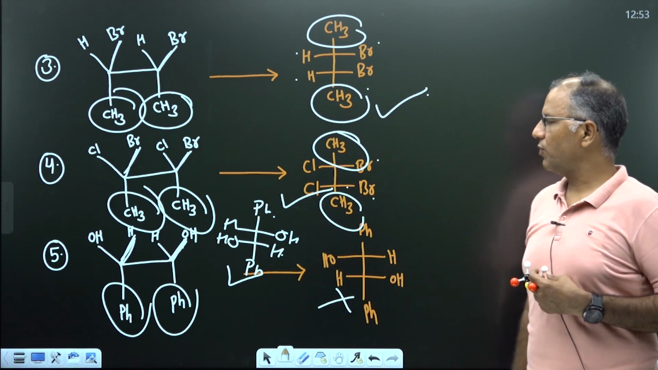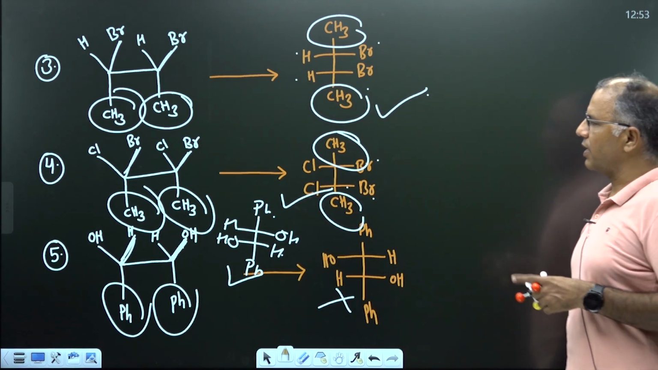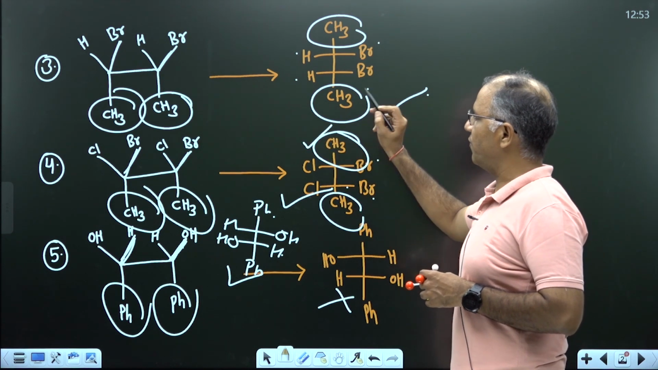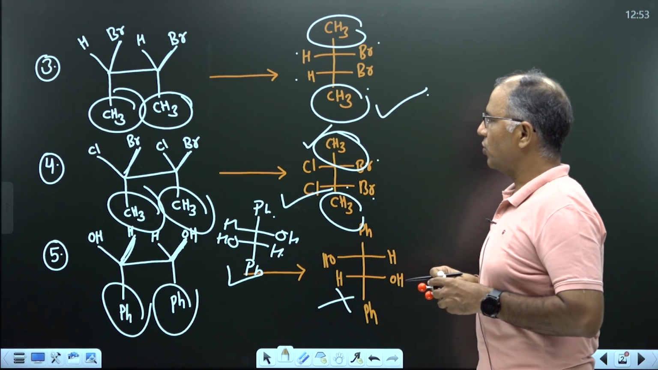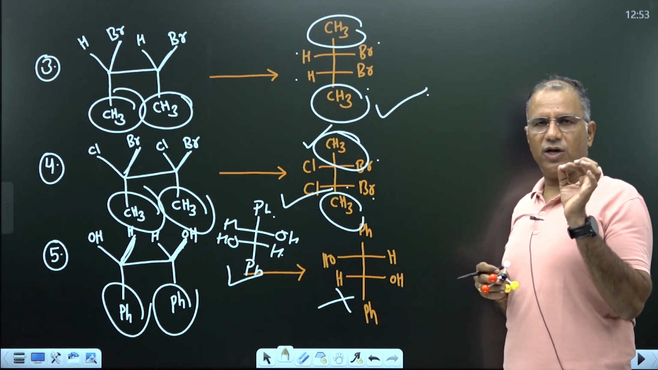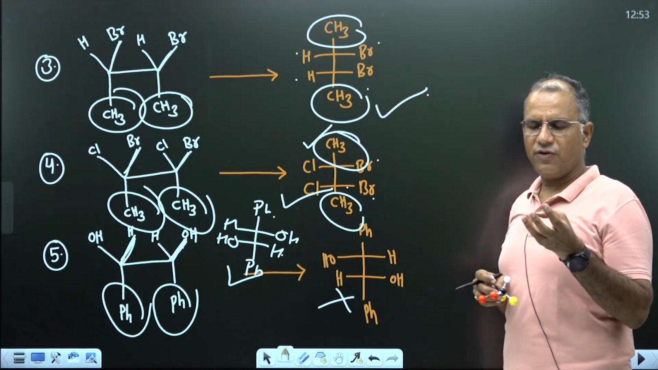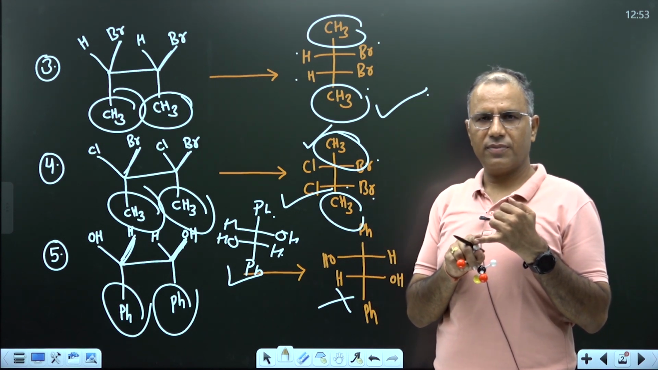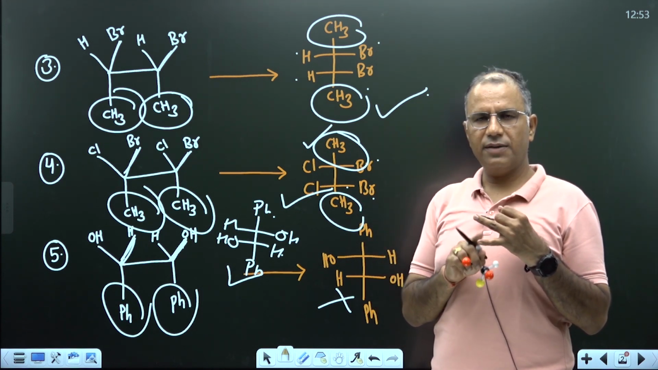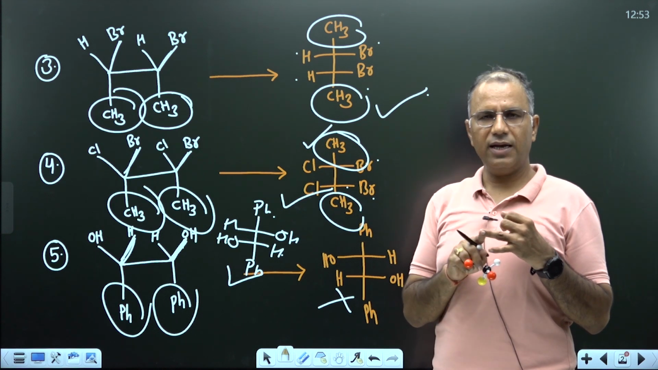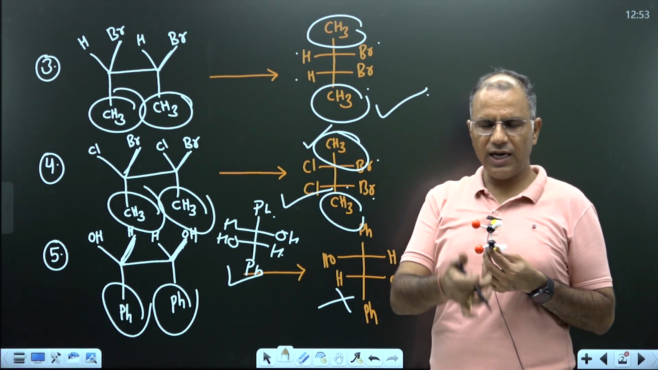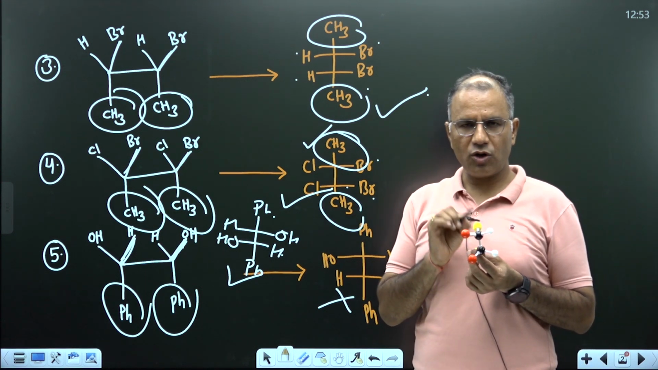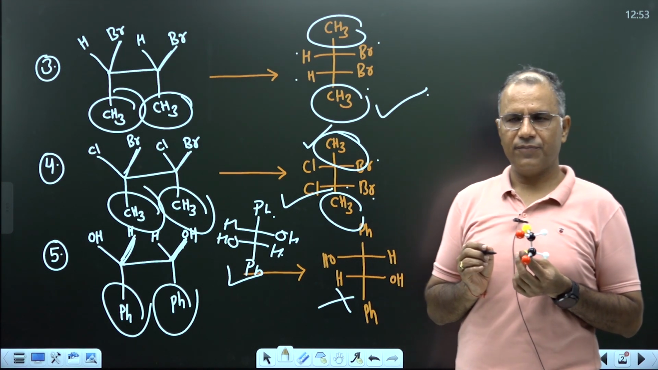Got it? You have to convert into eclipse conformer, and maximum carbon must be on vertical line, and carbon containing functional group must be at top of vertical line. So write in your notes, maximum carbon must be on vertical line of Fischer projection. First of all, write eclipse conformer convert into Fischer projection. Second, maximum carbon must be on vertical line of Fischer projection. Third, carbon containing functional group must be at top of vertical line.